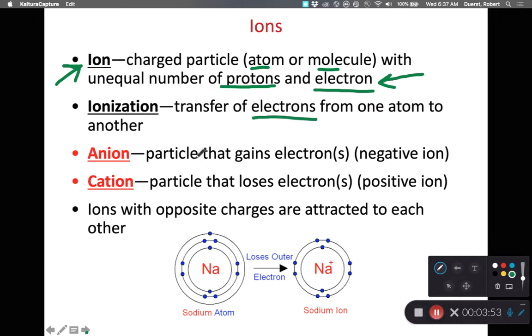Ionization is the process of moving or transferring electrons from one atom to another atom. If an atom has gained an electron, it has an overall negative charge, and it's called an anion. If it has lost an electron, it has an overall positive charge, and is referred to as a cation. As we look at these ions with opposite charges, they oftentimes will be attracted to each other. Positive charges are attracted to negative charges.